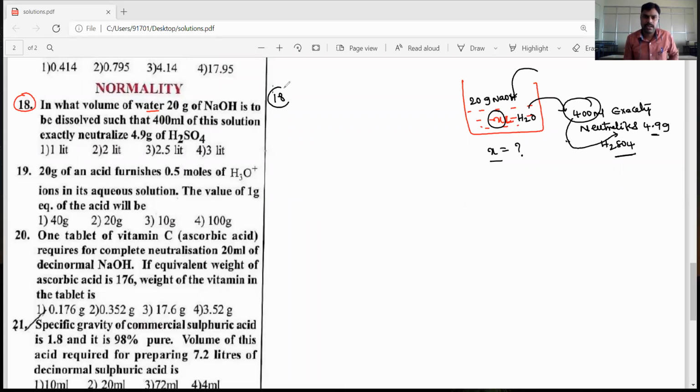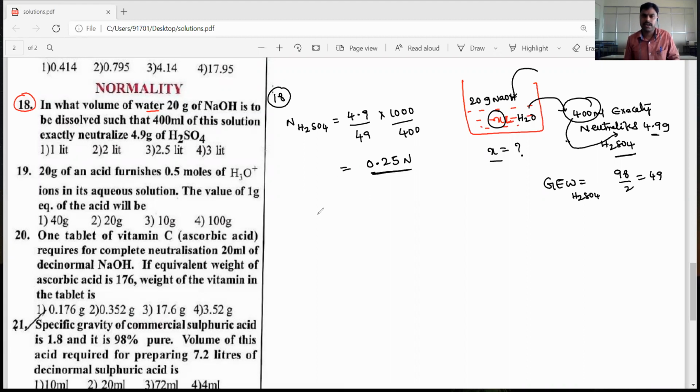Okay, let's go for the 18th question, dear students. If you observe, the normality of H2SO4 is equal to 4.9 grams divided by the gram equivalent weight of H2SO4. The gram equivalent weight of H2SO4 is the gram molecular weight 98 divided by 2, which is 49. So 4.9 divided by 49 into 1000 by the volume of the solution, which you have to consider as 400 ml. On simplification we get 0.25 normal.